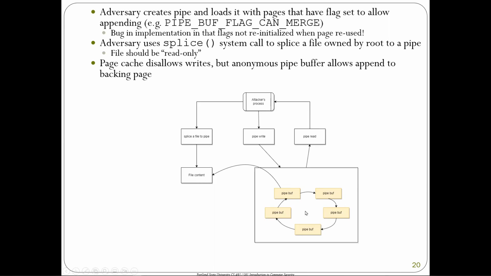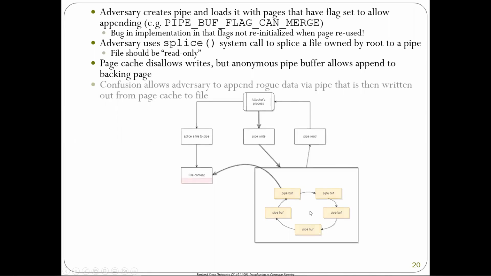And that's the bug. The page cache should disallow this directly, but because you have this other mechanism, this append mechanism through a pipe buffer, you can actually use this pathway to append to the page, and then the page cache is going to see that the page got modified. And even though you opened this file as read-only, the kernel says, oh, I have a page that's dirty. I'm going to write it out to the backing file. And so the permission check here is bypassed by you going straight to this pipe buffer.